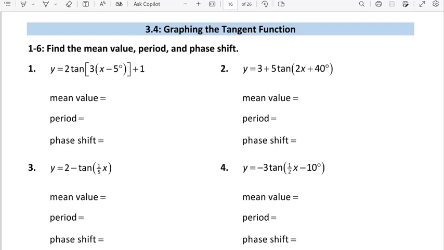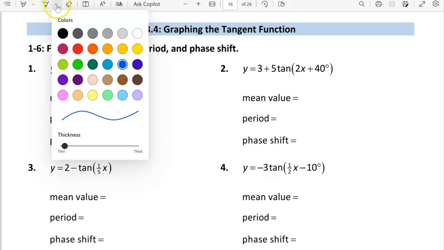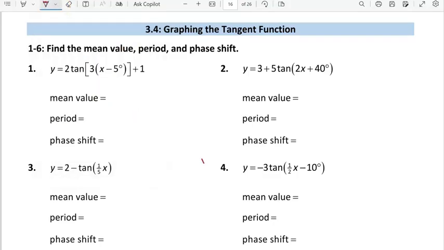In 1 through 6, we're asked to find from the equation the mean value, period, and phase shift for each tangent function. Notice that we're not finding amplitude since, strictly speaking, although a tangent function can have a vertical stretch, it won't have an amplitude because the function has all y values included in its range and is not restricted to between -1 and 1 like the sine and cosine function.